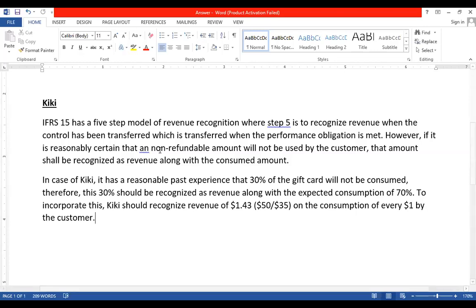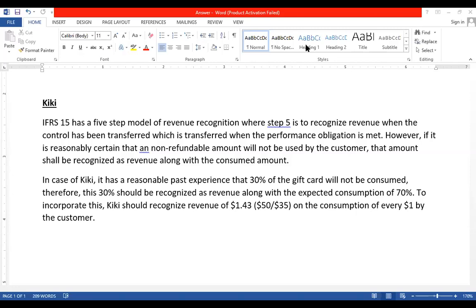So that is what was supposed to be the answer in this question. Harun is asking, by consume, does it mean when the gift card is sold to the customer or when it is redeemed by the customer? Harun, consume means redeem, because on redemption, the customer is using or consuming the card.